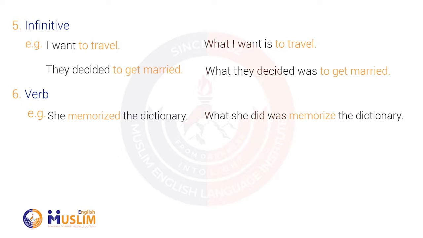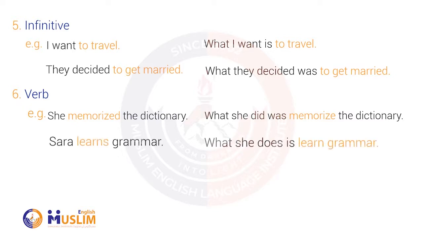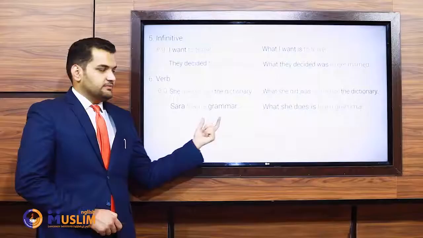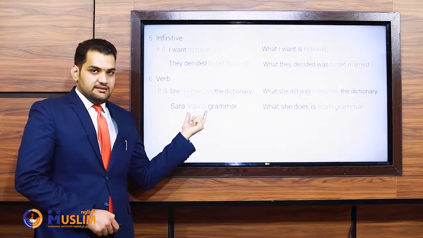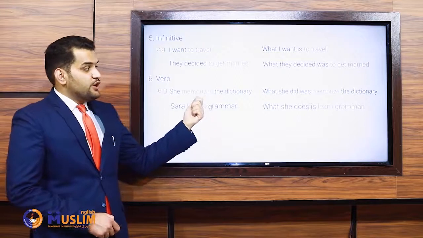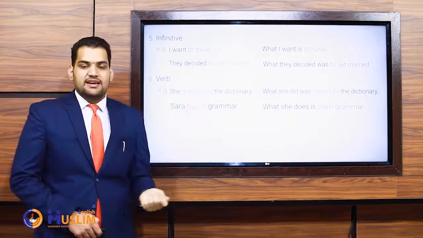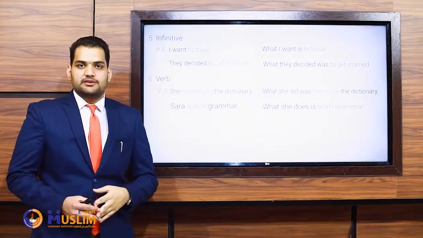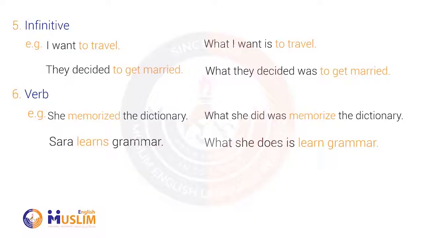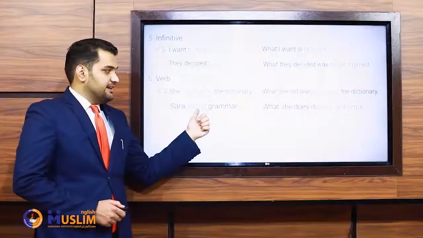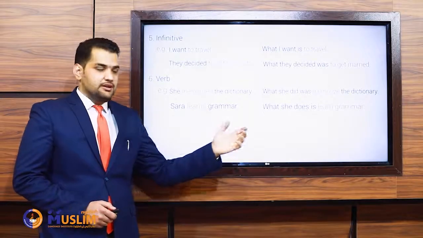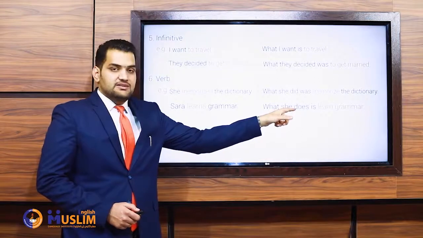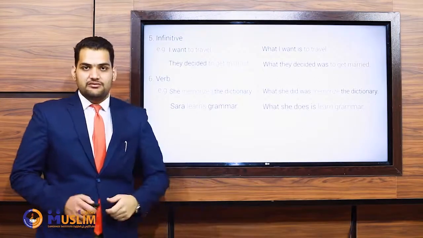Memorize the dictionary. Okay, Sarah learns grammar. Now here we have the present tense. So we have to say what she does. You cannot say what she did. For the present, it's obvious that we have to use does or do. So what she does is learn grammar. You cannot say learns grammar because you already know that whenever we have does, we cannot use s with the main verb.